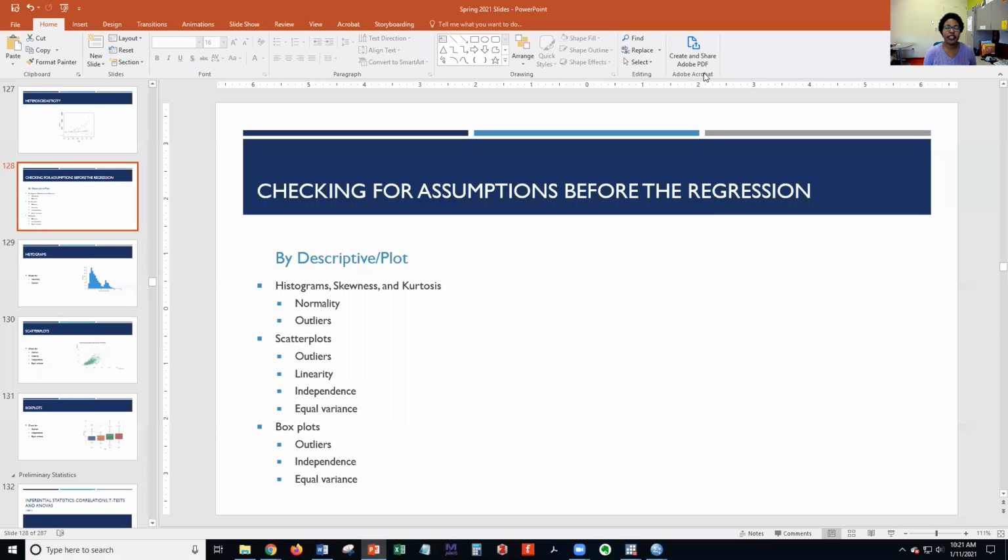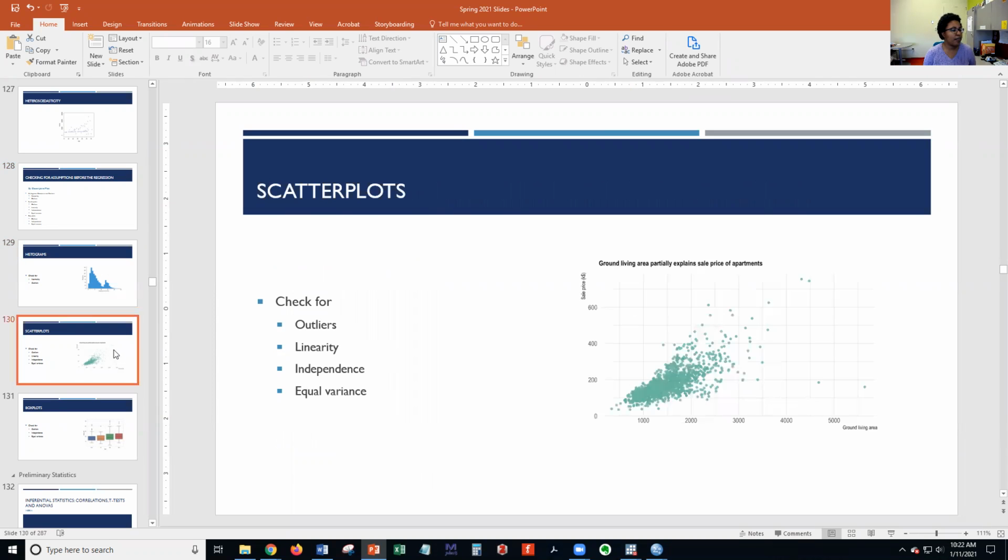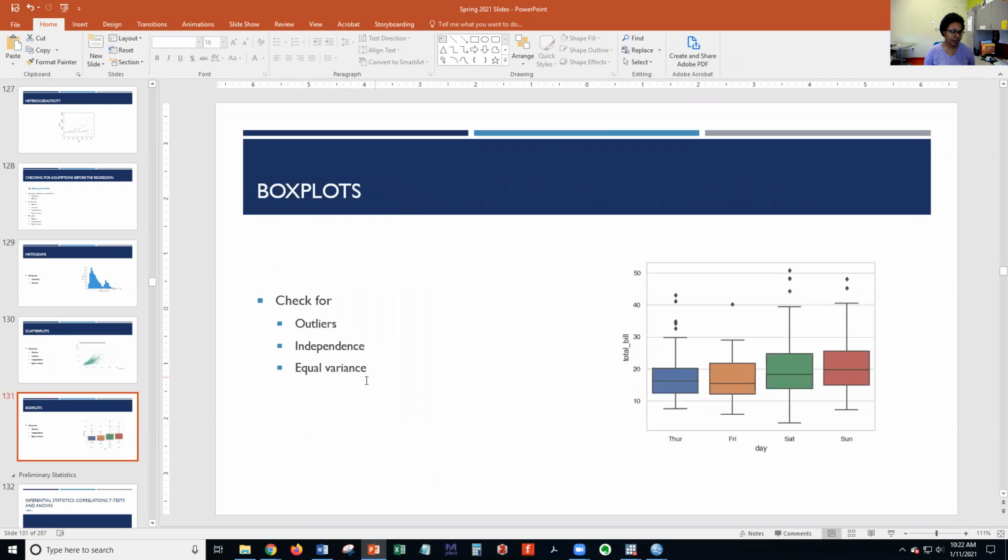So in this video, we're going to be checking our assumptions in our descriptives and our plots. So here's a summary of what we're going to be checking for. And then by each plot, our histogram, we're going to check for normality and our outliers. In our scatter plot and our box plots, we can pretty much check for a lot of different things. Not necessarily normality, but our outliers, and then we can look for linearity, independence, and equal variance.